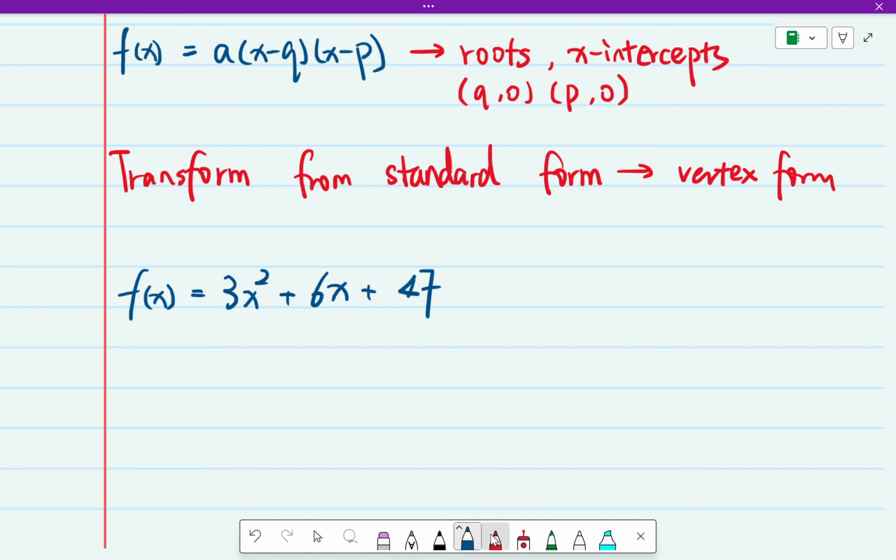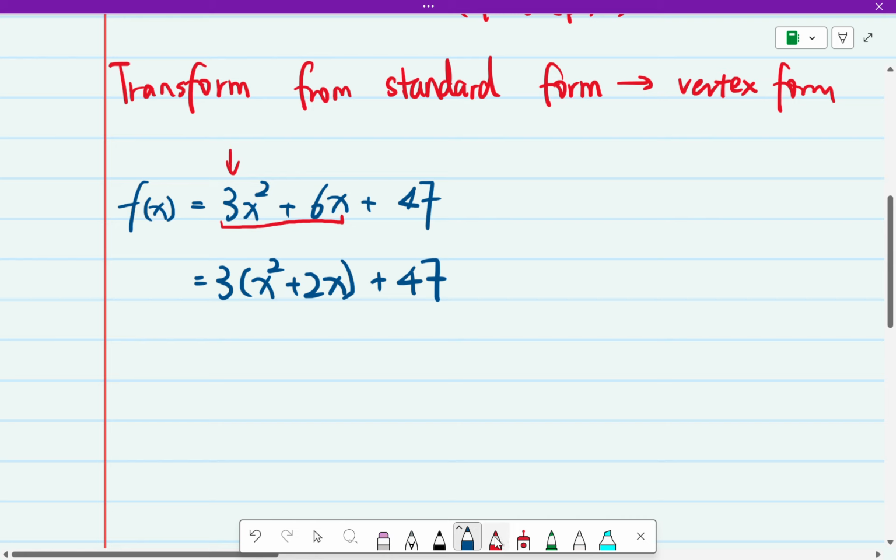So our first step would be to factor this 3 out from the first two terms. So we would do something like 3, we extract this 3 out from the first two terms, right? Next, our ultimate goal is to make this thing in the bracket a perfect square trinomial, so that we can make it something, x plus or minus something, squared. So it resembles vertex form. So how do we do that?